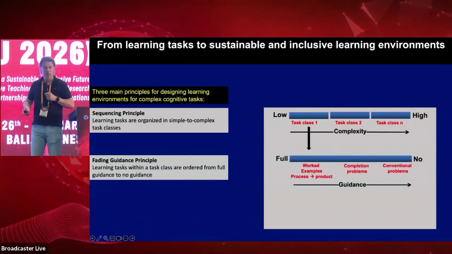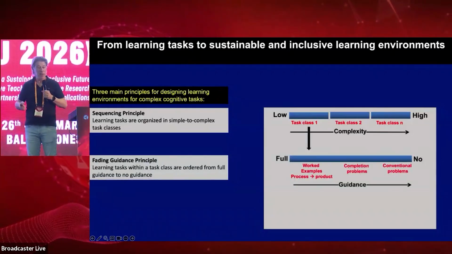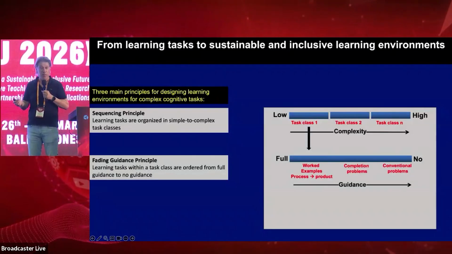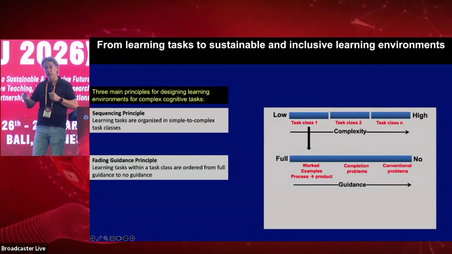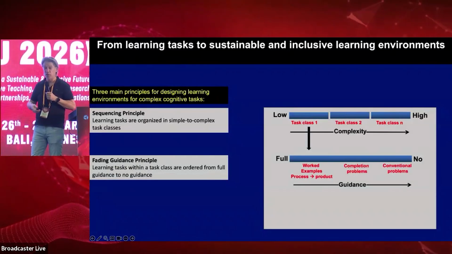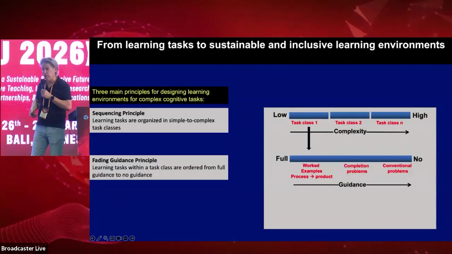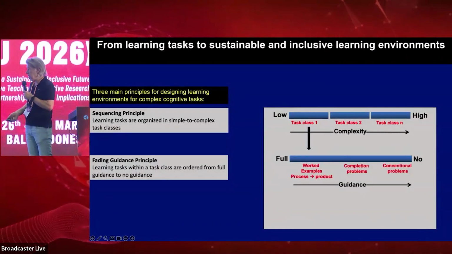Within these complexity levels, we manage the guidance that we provide. So typically you will start with full guidance and then finally end up with no guidance, and during this trajectory the guidance will be decreased.